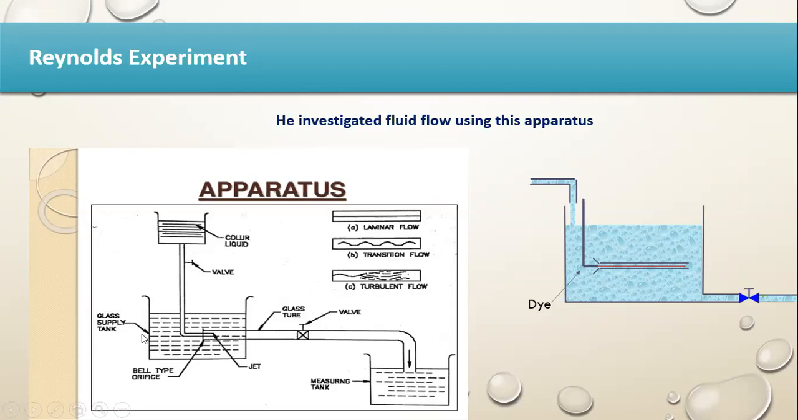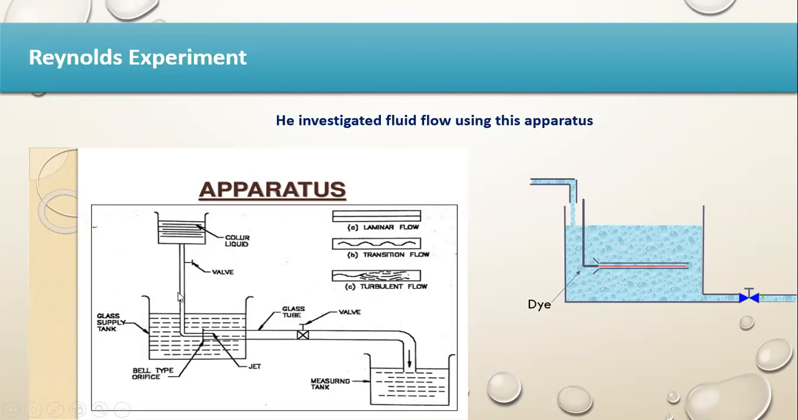And here this is the glass tube. This is a glass tube. It is also having a valve. And what the experiment denotes is that the colored liquid flows from this tube through the valve to the reservoir-filled tank, which is having a glass tube.